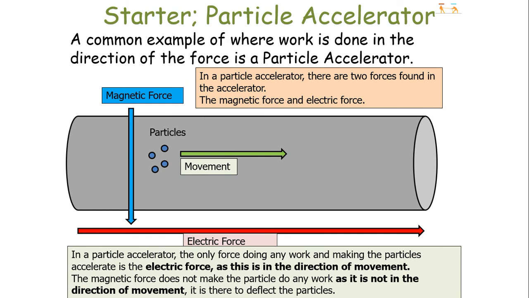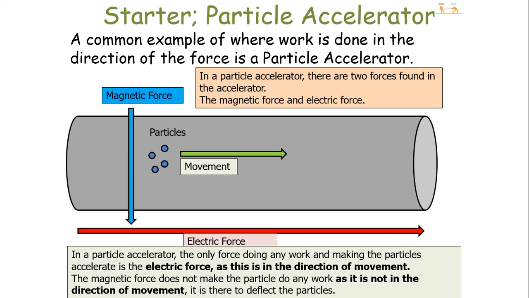Now, a common example of where work is done in the direction of a force is a particle accelerator. In a particle accelerator, there are 2 forces found in the accelerator, the magnetic force and the electrical force. In this diagram, you'll notice the only force doing any work in making the particles change speed and accelerate in this instance is the electrical force, as it's in the direction of the movement.